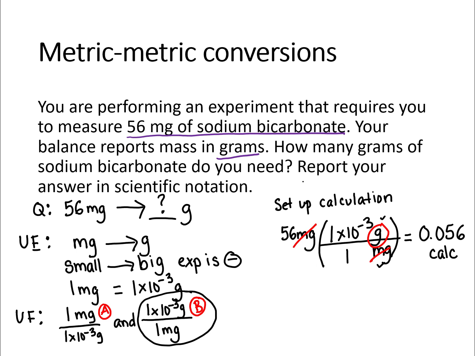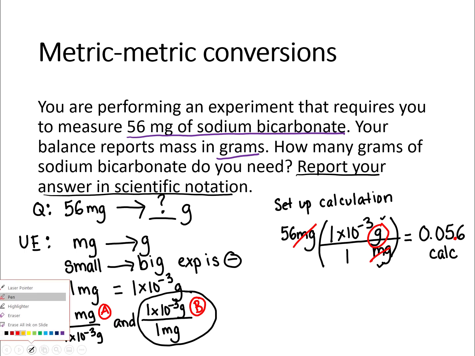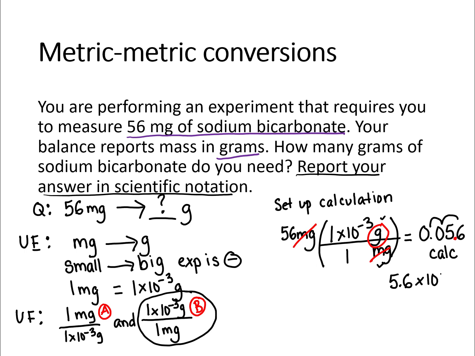But let's revisit the question. It said report your answer in scientific notation. Calculator didn't do that. So to write it in scientific notation, we're going to move our decimal point and put it between the 5 and the 6. That way our coefficient is 5.6, and then we count it back. 1, 2. And since our number is less than 1, it's going to have a negative exponent.